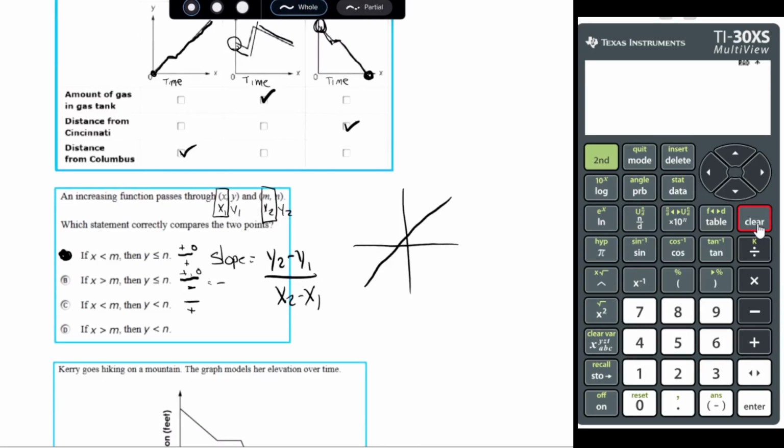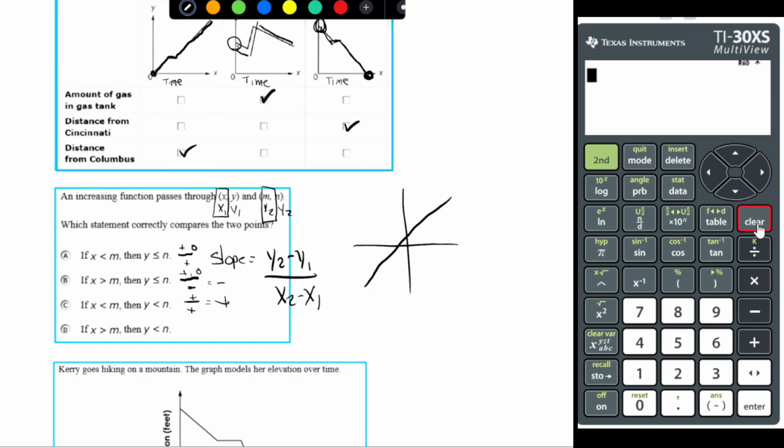Let's think about this. Then y is less than n. That would mean this would have to be positive, which would equal positive. So even you can hear live on this video, I was tricked by this question.